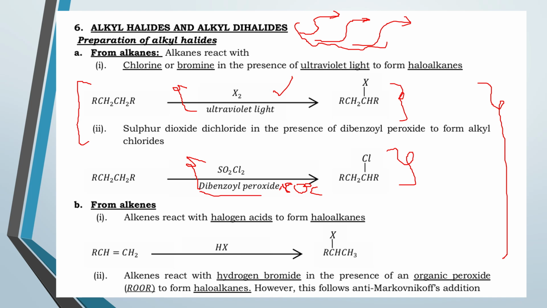So when you're using ultraviolet, we always get a mixture of products, but mainly the main product is going to be a secondary alkyl halide. But when we use sulfur dioxide dichloride under conditions of dibenzoyl peroxide and 80 degrees Celsius, we only get a secondary product as the main product.